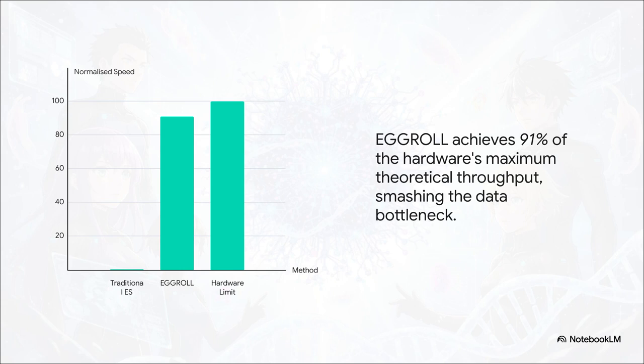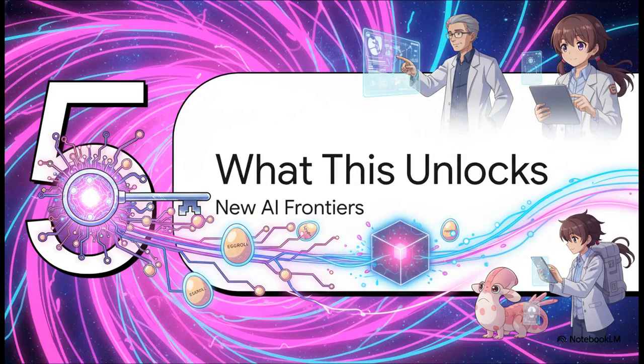EGGROLL takes that number and blasts it all the way up to 91% of the hardware's maximum theoretical speed. It basically eliminates the data bottleneck, finally letting the GPU do what it was born to do, compute. This isn't just an improvement, it's a total game changer. Okay, look, a 100x speedup is awesome, but that's not even the most exciting part. The real story is what this new capability unlocks.